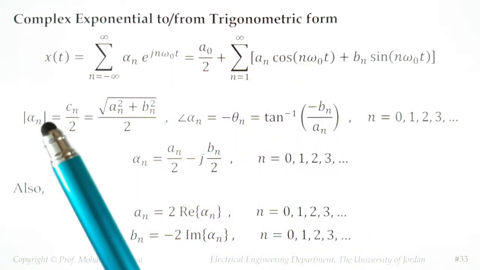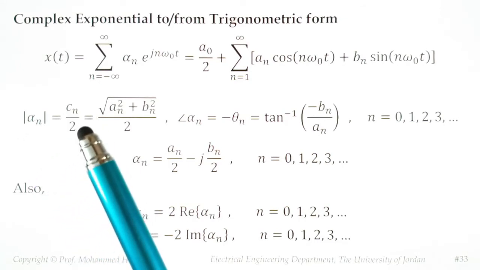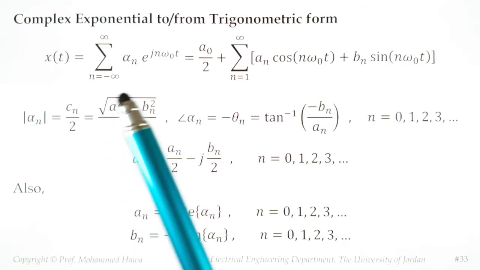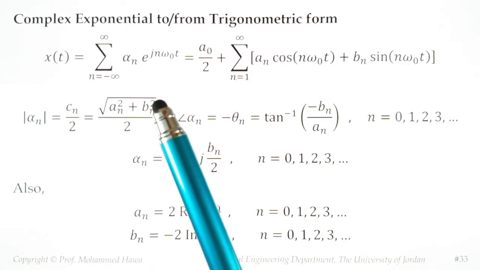Remember that the absolute value of alpha n, the magnitude of this complex number alpha n, was Cn over 2. But I already know what Cn is in terms of the trigonometric form. It's the square root of an square plus bn square.